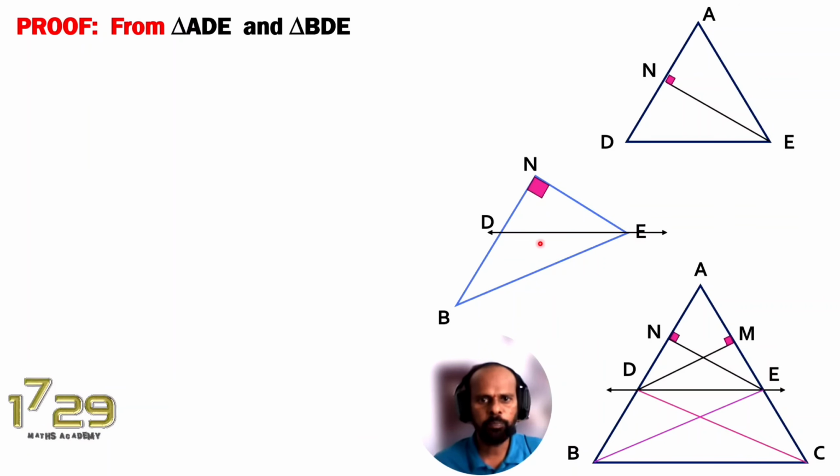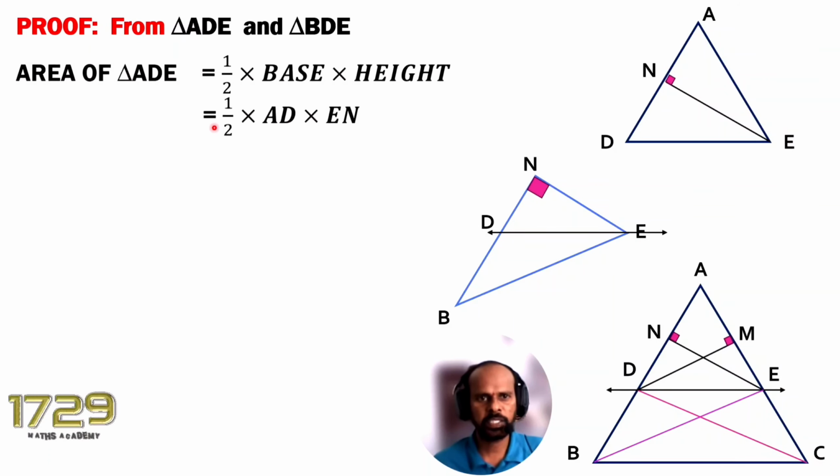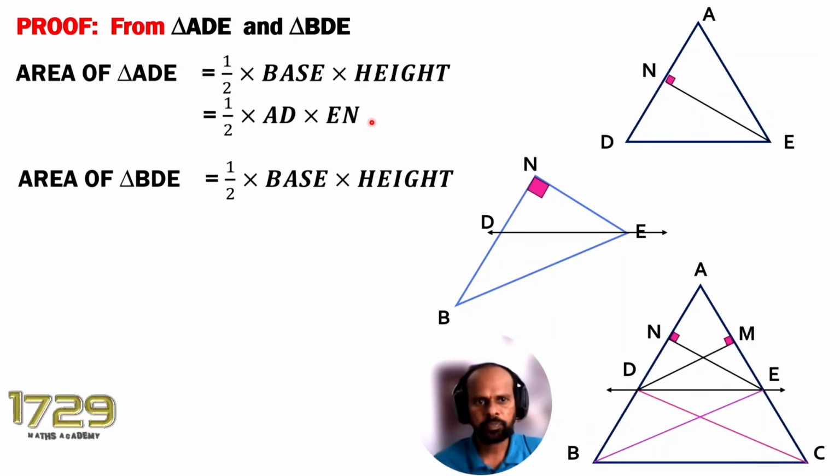So you have to compare this triangle and this triangle. Let us compare the areas of both triangles. The area of a triangle we generally write as half into base into height. This is the general formula. If you observe the diagram, the base is AD and the height is EN, so it is written this way. And next let us see the area of triangle BDE.